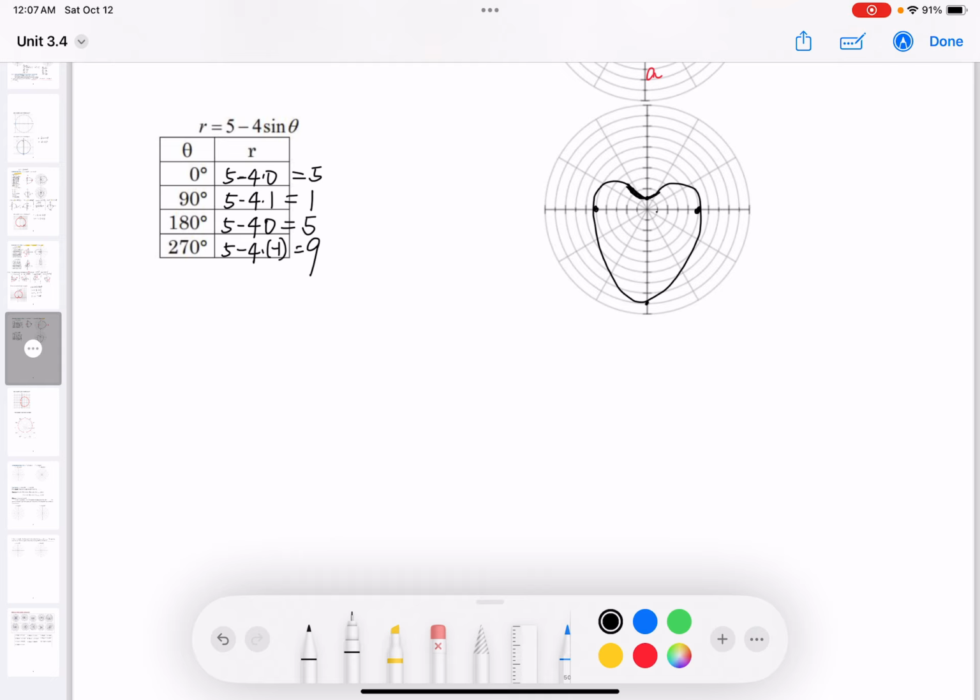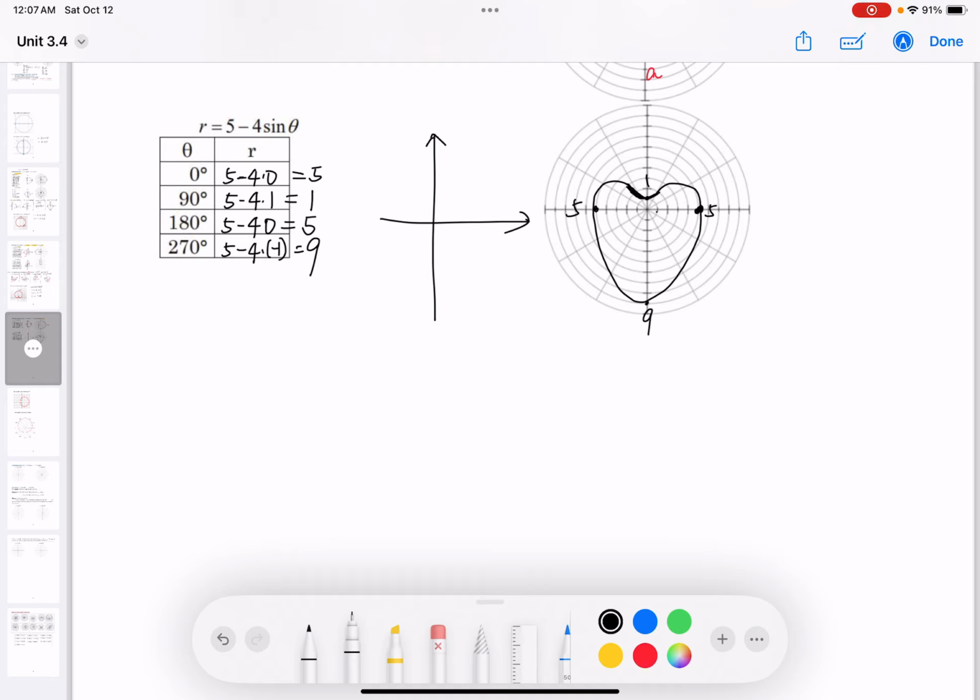And you can see that this point is a, this point is a. Let's say 5, 5, and 5 plus 4 is 9. And 5 minus 4, the difference between 5 and 4, is 1. And let's make a sketch, because sometimes I don't have the table.